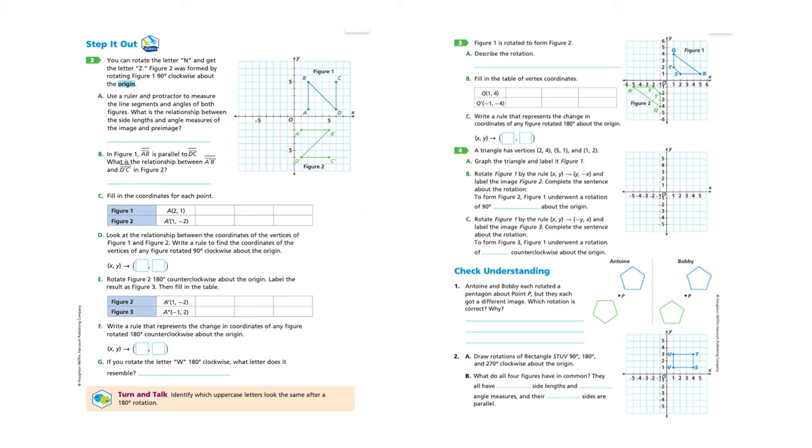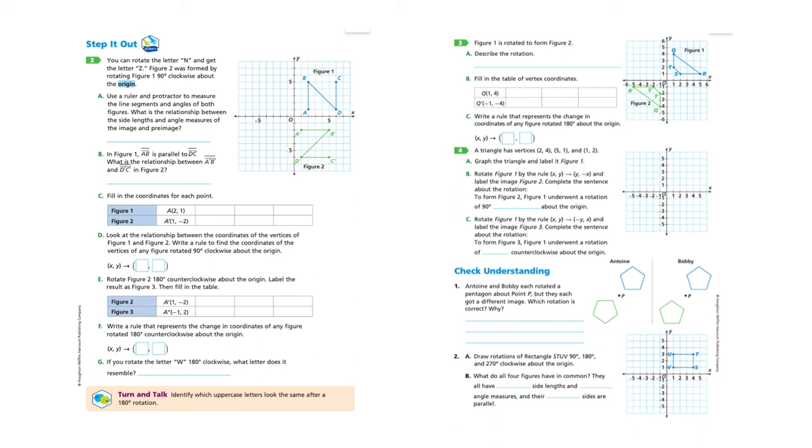All right, so number 3, figure 1 is rotated to form figure 2. They want you to describe the rotation. Then in B, they want you to fill out the table for the different vertices in each figure. Then C, write the rule that represents the change in coordinates of any figure rotated 180 degrees about the origin. So that's where you'll write your rule. How did the vertices change? What relationships do you notice there?